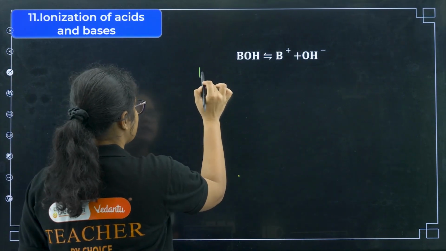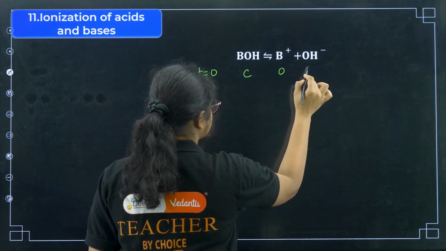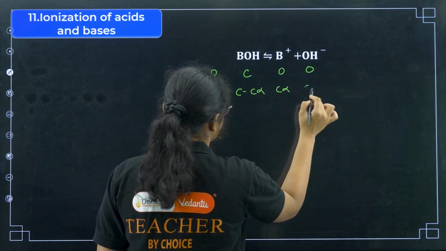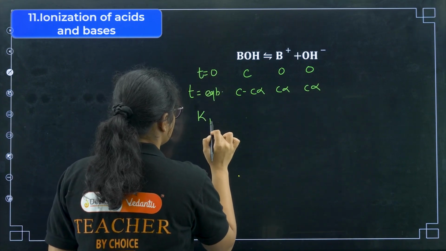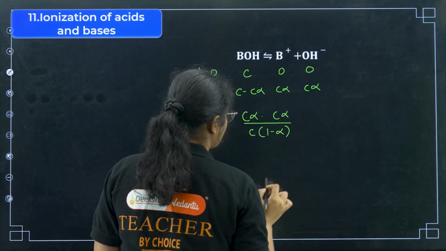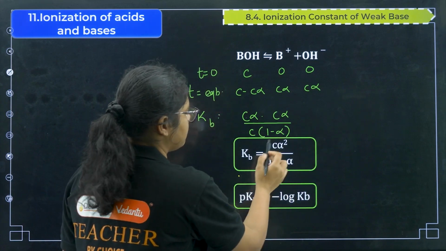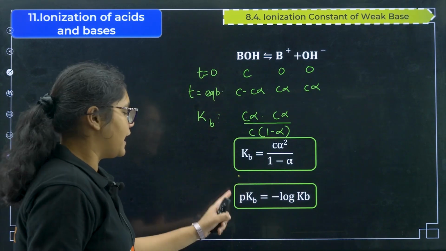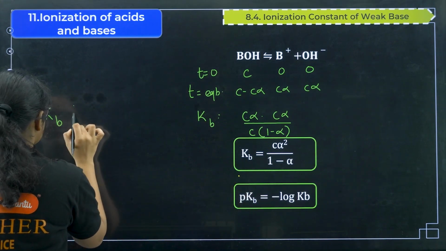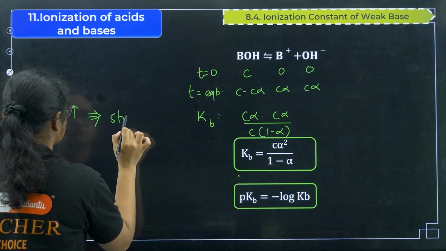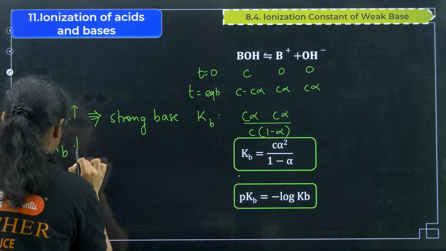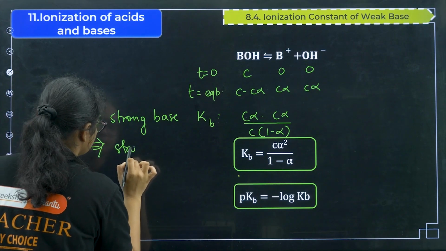Okay. Similarly, we can discuss this for bases also. So at t equal to 0, the concentration was 0, 0, and at t, when the reaction is at equilibrium, it is C minus C alpha, C alpha and C alpha. Now what will the Kb value be? C alpha into C alpha by C into 1 minus alpha. So Kb will be C alpha square by 1 minus alpha, and pKb is equal to minus log of Kb. Here also it is the same thing. If the Kb value is very high, then it implies that it is a strong base, right? And if the pKb value is low, then it implies that it is a strong base.